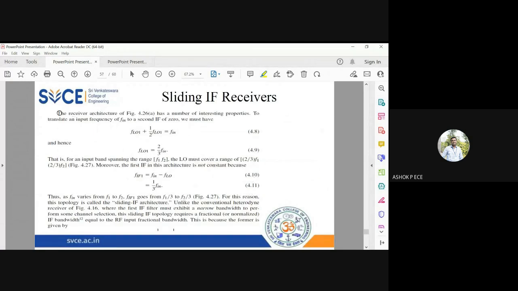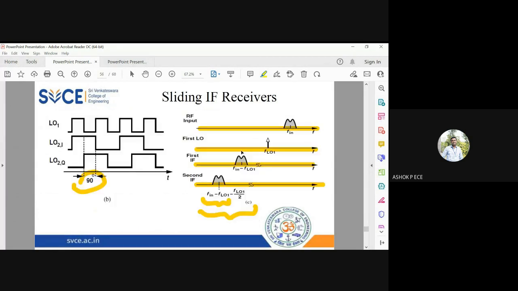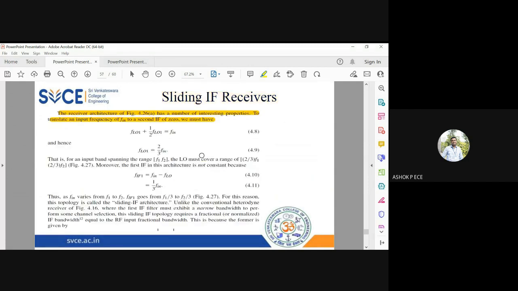So the receiver, if we tune this to a 0 second IF, if we assume that the second IF is going to be 0, equate this term to 0. So when you equate this term to 0, you can relate between FLO1 and Fin. So FLO1 will be 2 by 3rd of Fin. So this is the condition for your FLO1 at 2 by 3 Fin, and FIF1 you can find: FIF1 is Fin minus FLO1, and you know Fin is going to be 3 by 2 FLO1, subtract, you get FIF1 equal to 1 by 3 Fin.